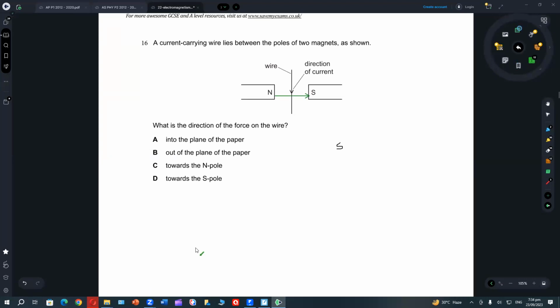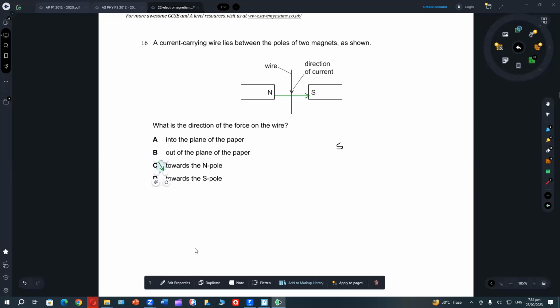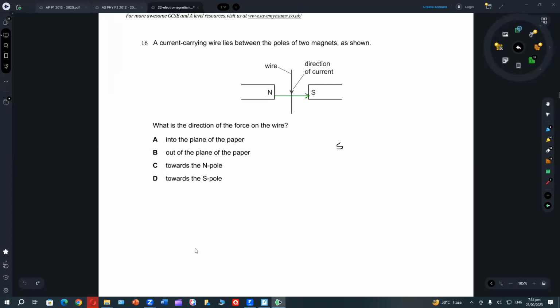Wait for one or two seconds, and you can write the answer in the chat. I am giving you the hint. C and D are out of the race. C and D are cancelled.